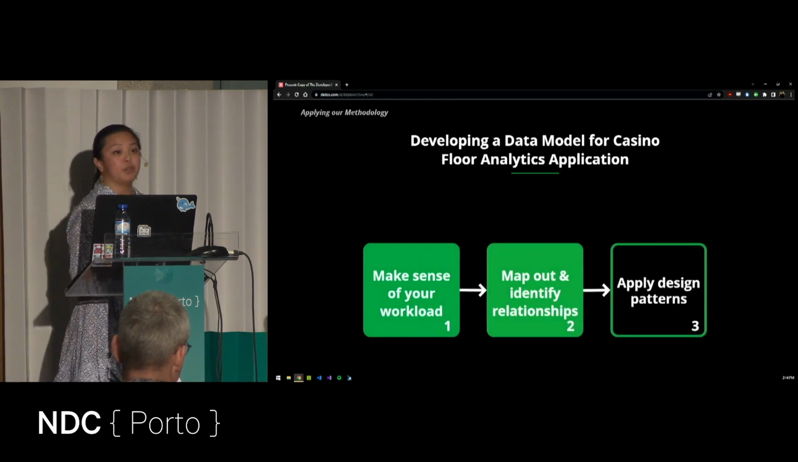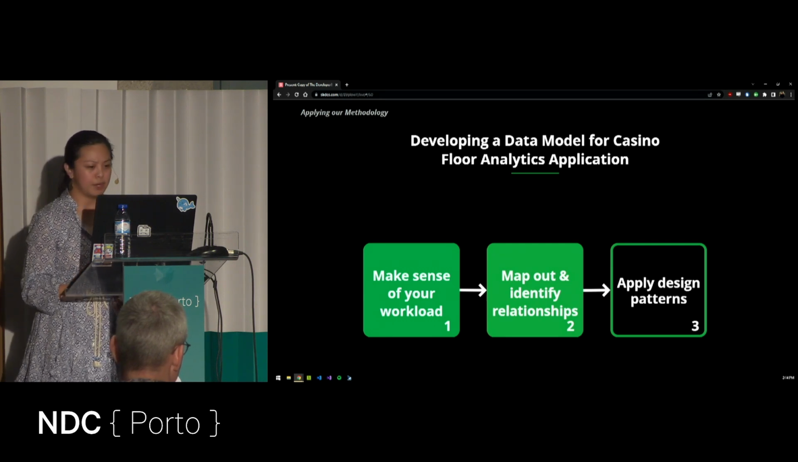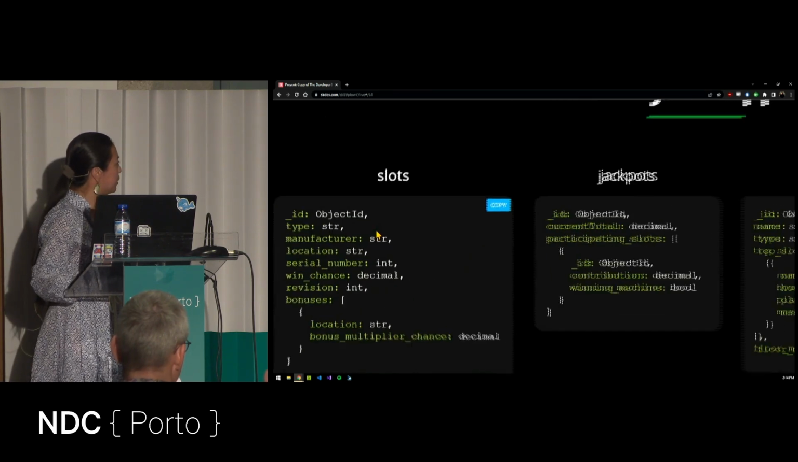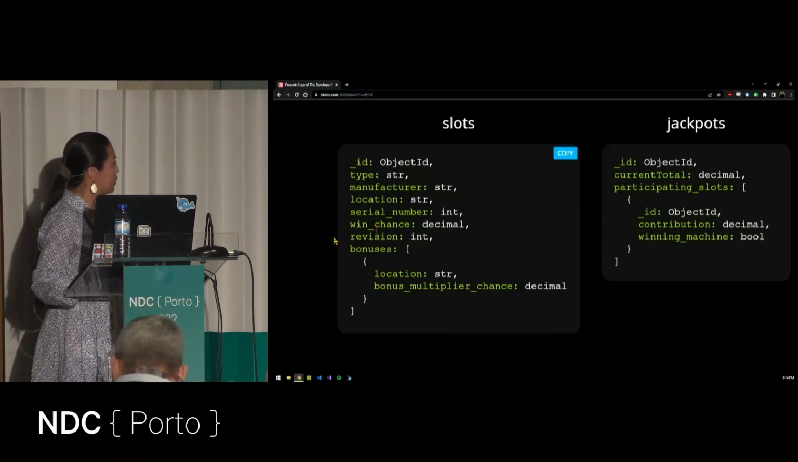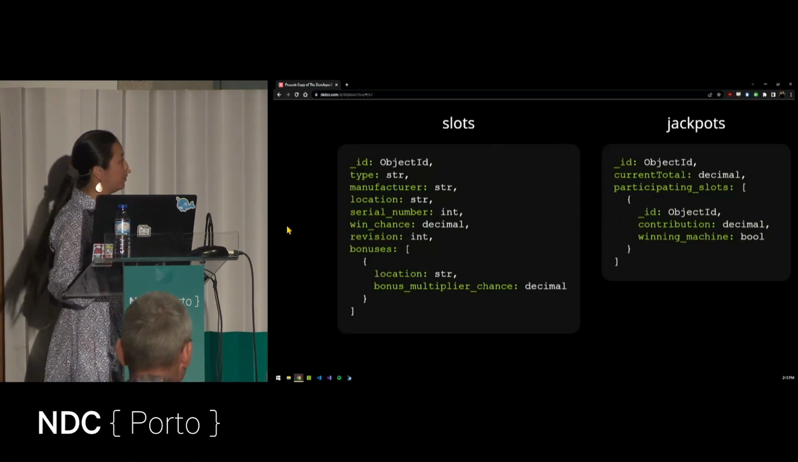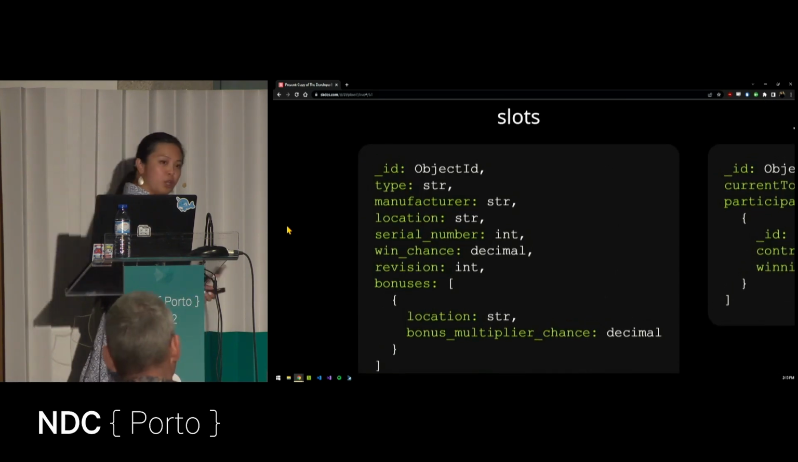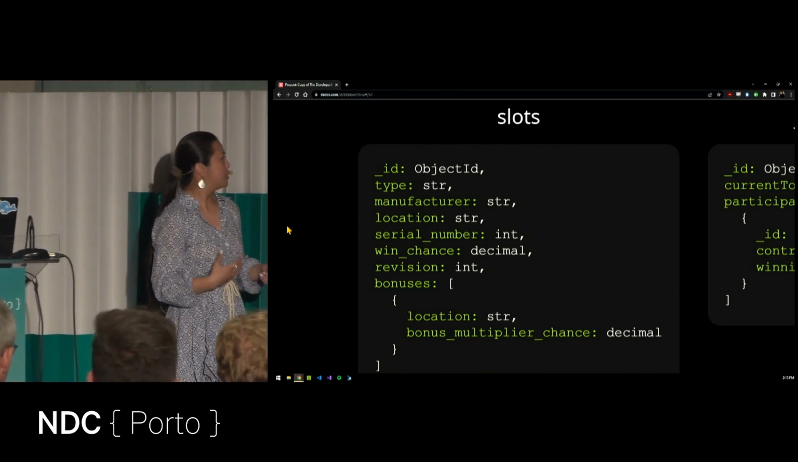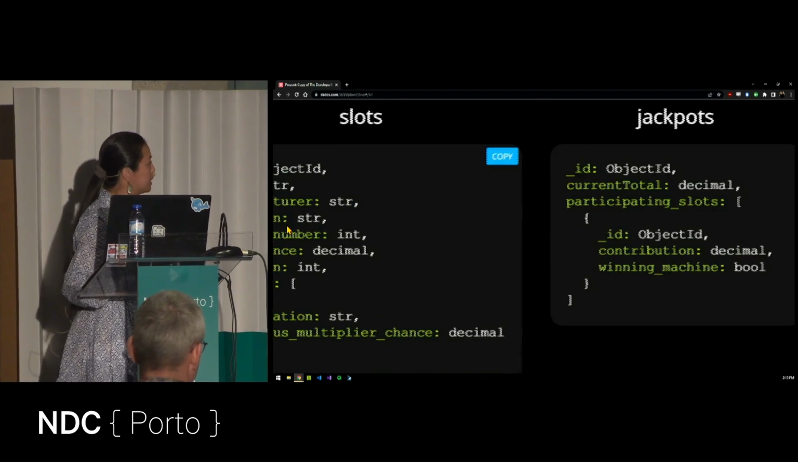So as we start to iterate on our data model, we find that we do need to apply some design patterns to this particular one, and we'll go through them. Super tiny, we're going to zoom in. Let's go. So we find for our slots, we want to keep track of the type, the manufacturer, which location it's in, the serial number, and we want to know the win chance and the bonuses. Go over them really quick so it makes a little sense.